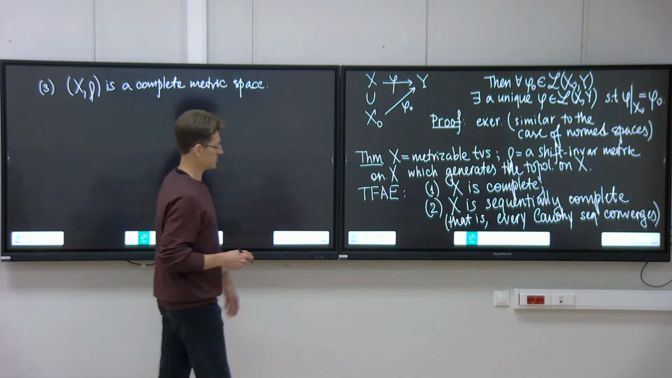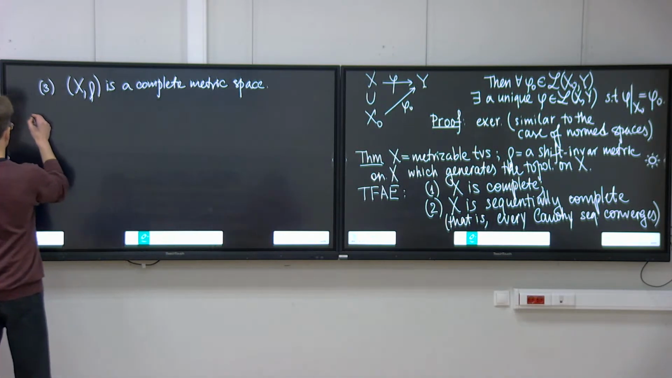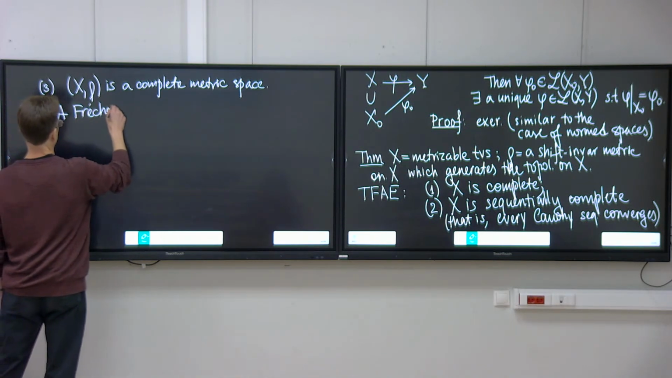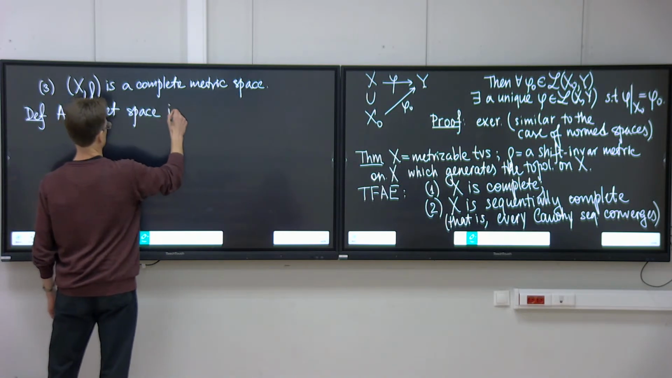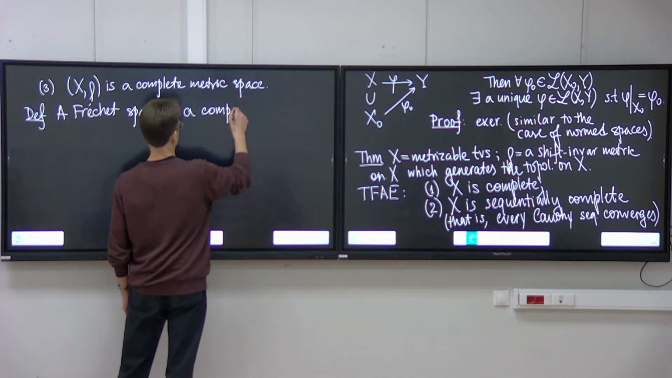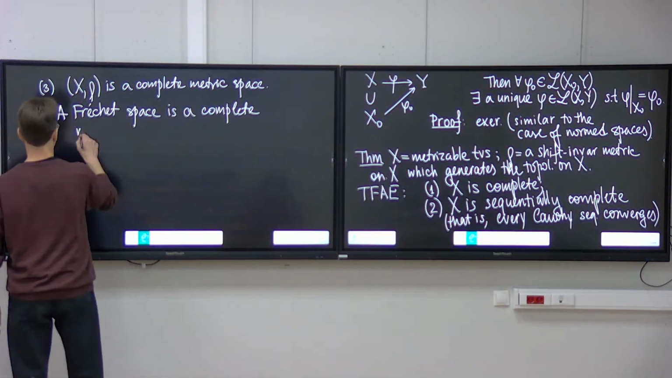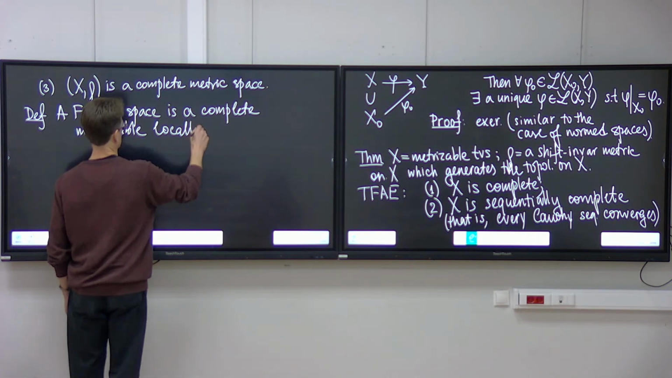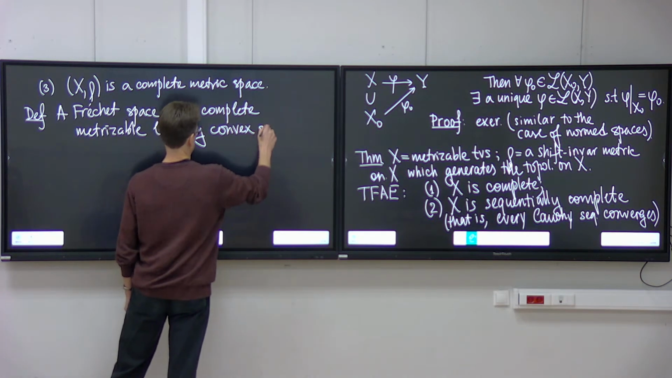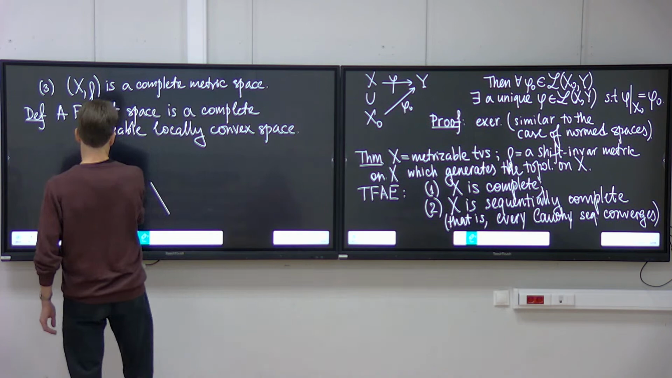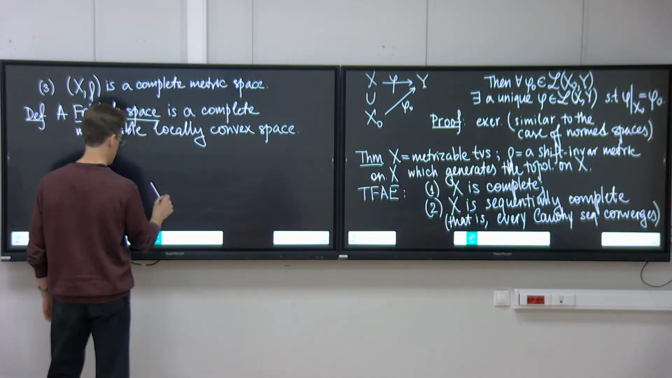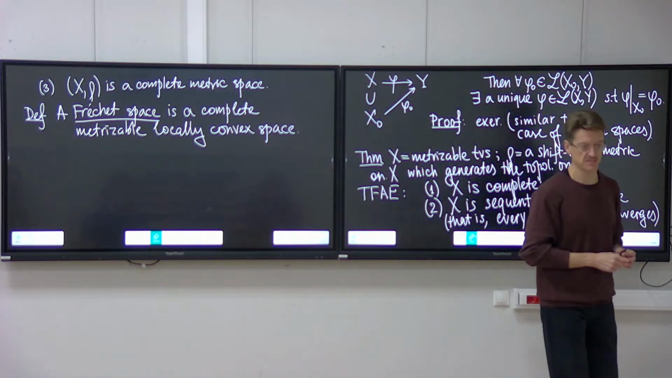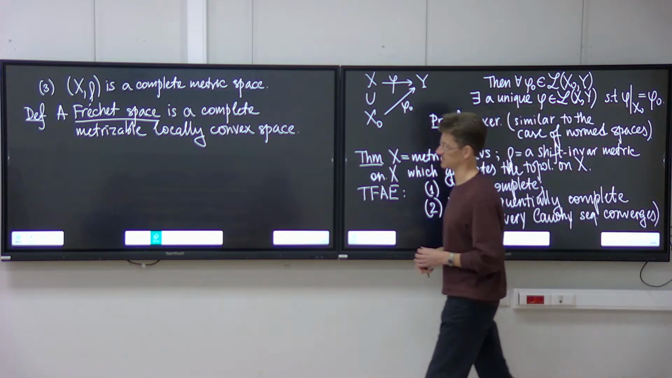By the way, there is a special name for such spaces. They are called Fréchet spaces. A Fréchet space is a complete metrizable locally convex space. And we will see soon that many classical results about Banach spaces hold in the more general setting of Fréchet spaces.